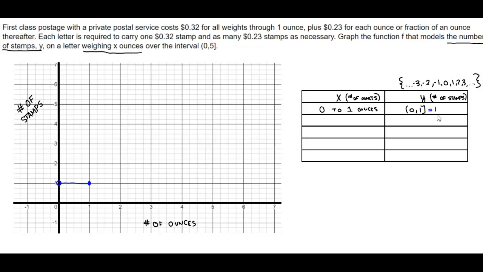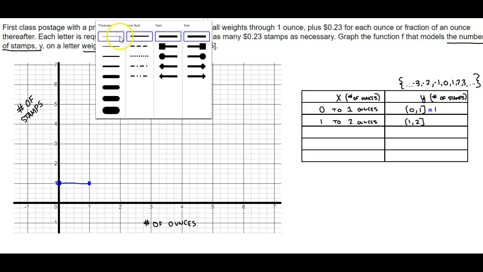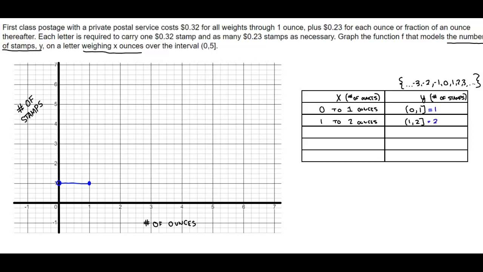Now we're going to move on to between 1 ounce and 2 ounces. At 1 you're going to have an open circle, and then at 2 you're going to have a closed circle, and that means that's going to equal 2. So when x is 1 ounce, it's not 2, but anything after 1 ounce is going to be 2.